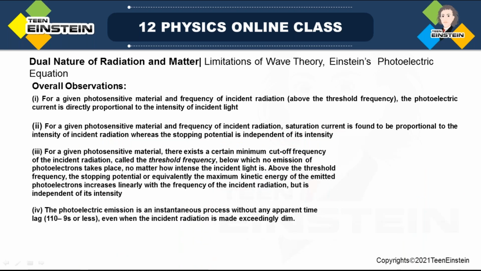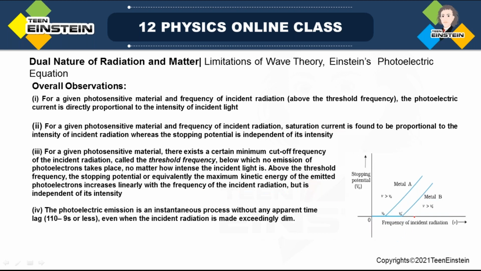Then let us go to the third and fourth observations. The third observation says that for a given photosensitive material, there exists a certain cutoff frequency of the incident radiation, called the threshold frequency, below which no emission will occur, no matter how intense your light is. Above the threshold frequency, the stopping potential, or equivalently the maximum kinetic energy of emitted photoelectrons, increases linearly with the frequency of the incident radiation but is independent of intensity.